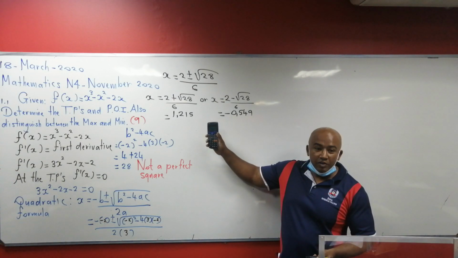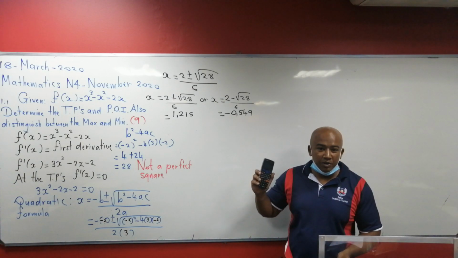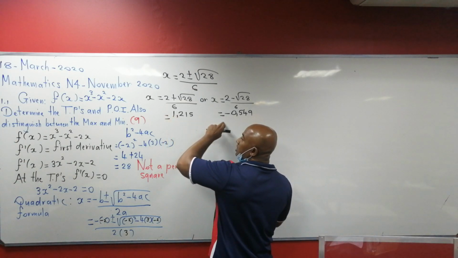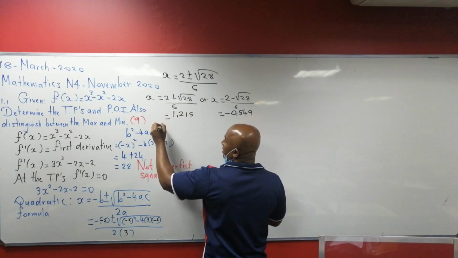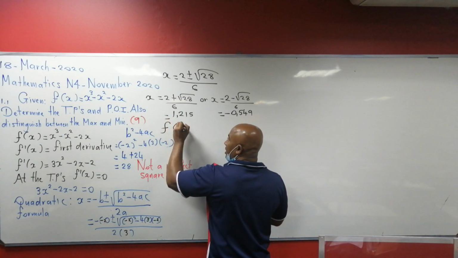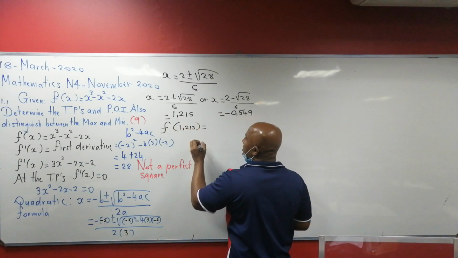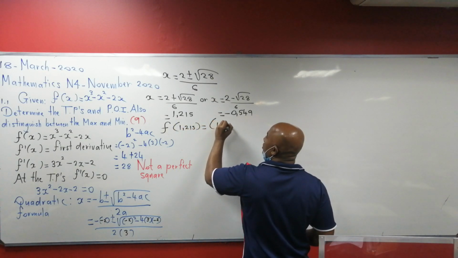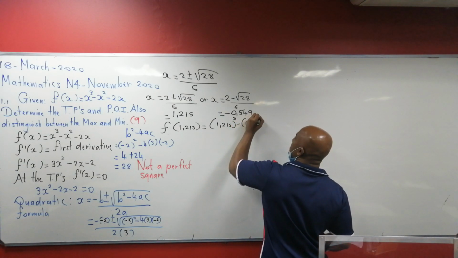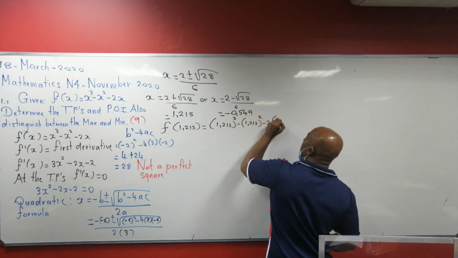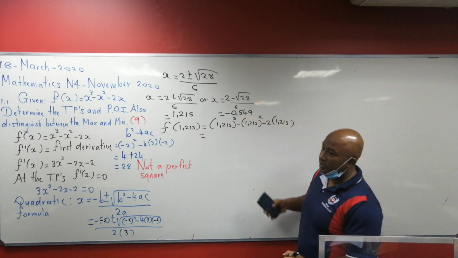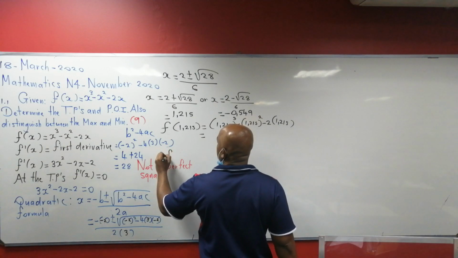For every x value, we need to find the corresponding y value. Okay, so now you will substitute the x values into the original equation. So you're going to go f of 1,215 into the original there. So that's 1,215 to the power 3, 1,215 squared, and then 1,215, and you'll get an answer there. Then you will do the same for minus 0,549.